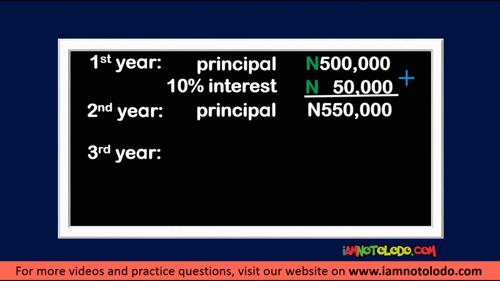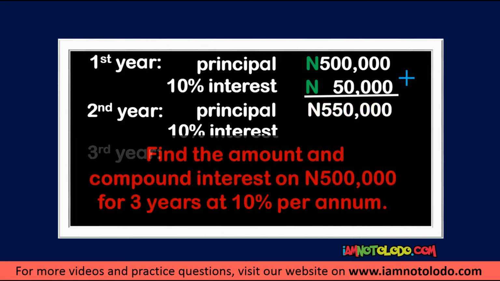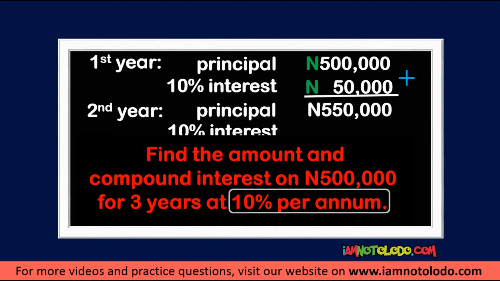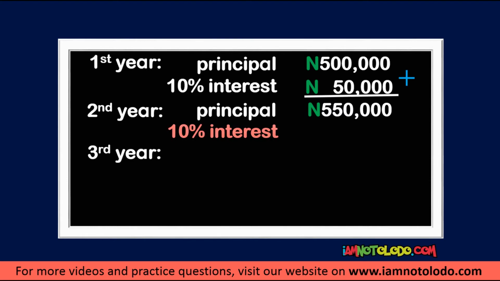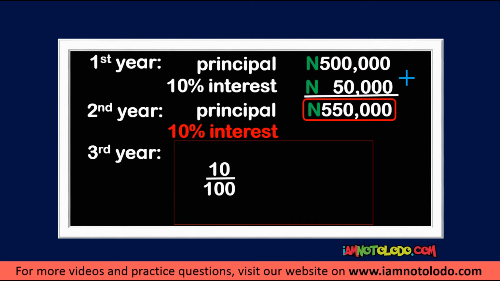Okay? Good. Now, the next step is to do what? We need to calculate another interest on this new principal. Remember, the question says what? 10% per annum. That is 10% every year. Good. So, 10% on the new principal becomes what? 10 over 100 times, what is the new principal? Good.